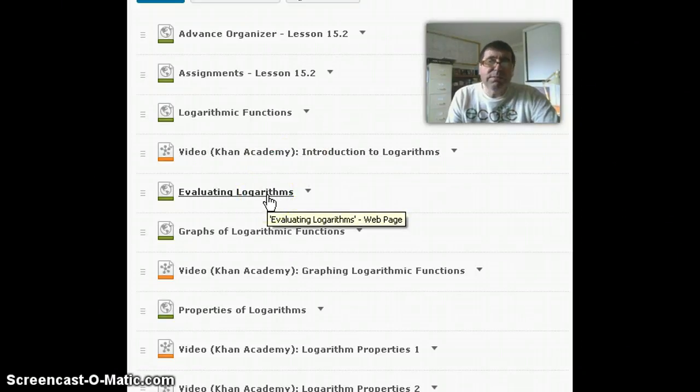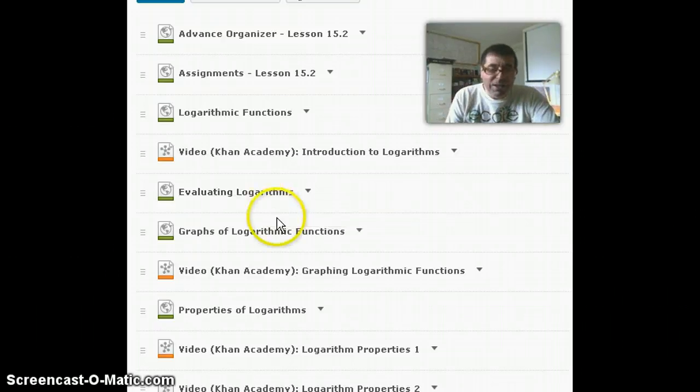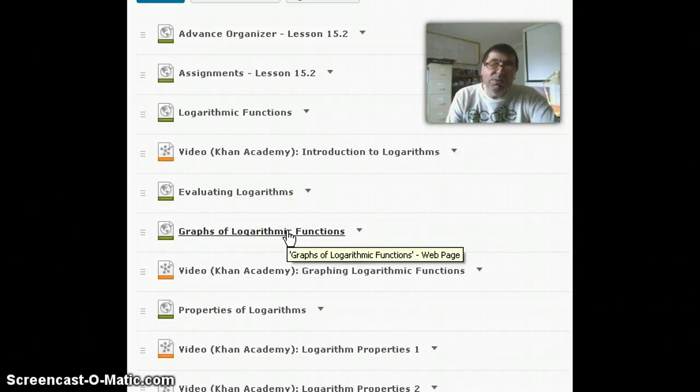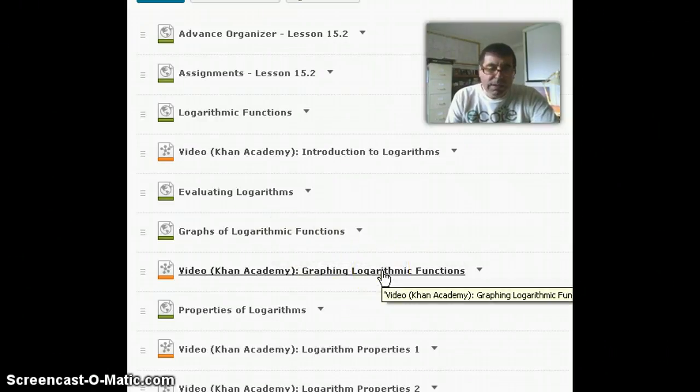Evaluating logarithms, that's a very important task. So please make sure you look at it, okay? Hopefully that makes sense. Oh, no, I meant make sure you look at it. So here's about graphs. I'm going to do an example of a graph in my introduction video. Mr. Khan does a good job on this video, so please watch it.